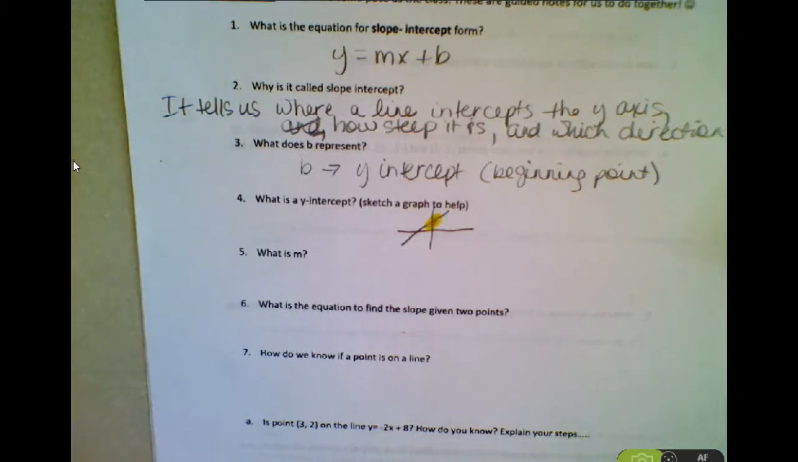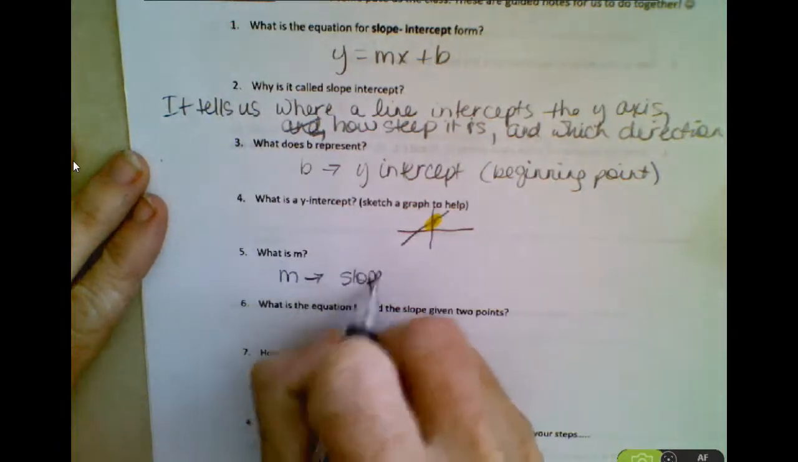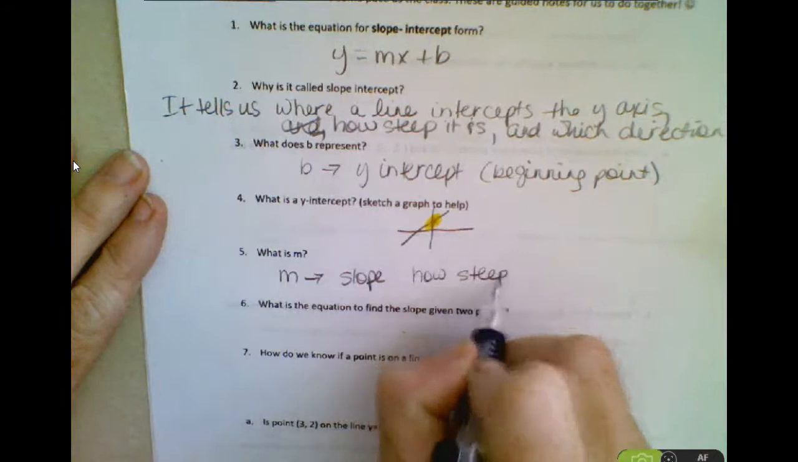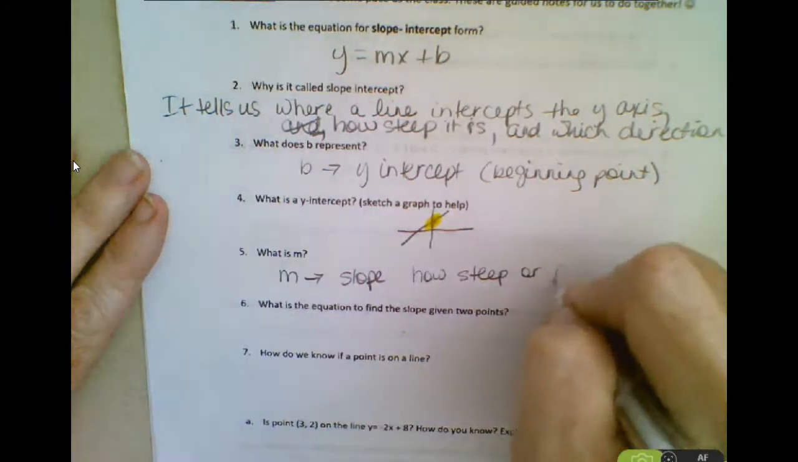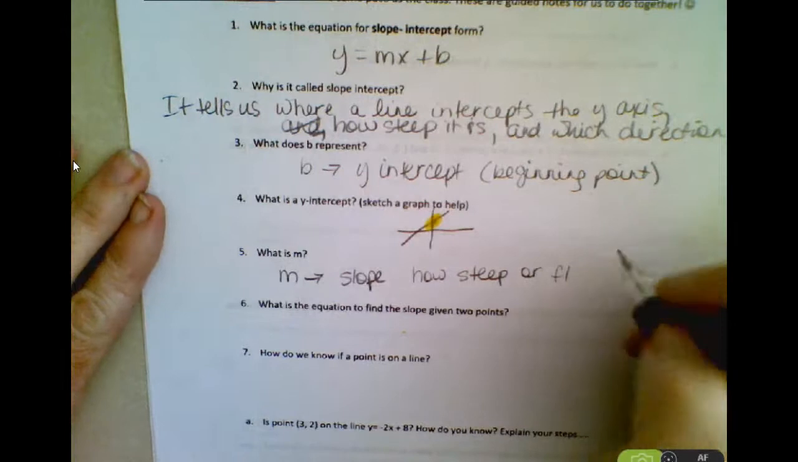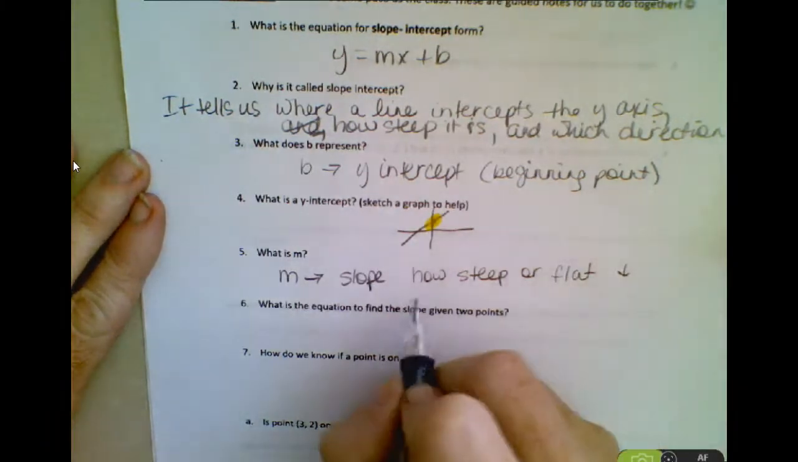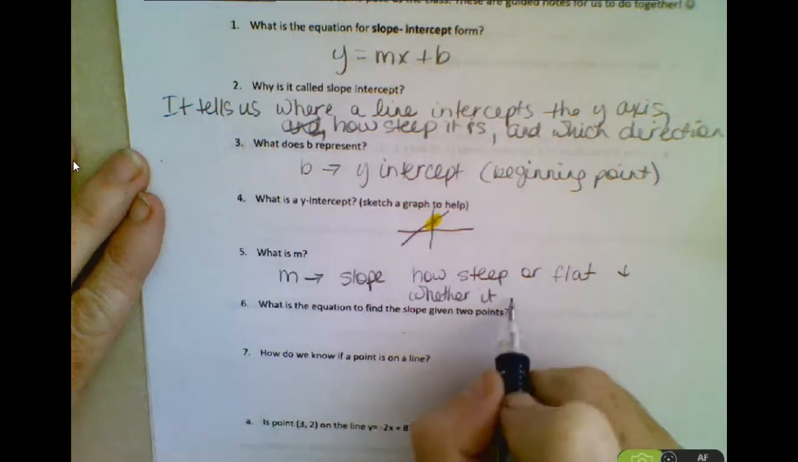Dylan, what does m stand for? If the b stood for the intercept, what does m stand for? Think of a mountain. Slope, okay? Stands for the slope. How steep or flat it is. Because all mountains have different slopes, don't they? Some are little bunny slopes, some are the black diamonds, right, when you go skiing. How steep or flat, and whether it leans left or right. Whether it goes uphill or downhill.